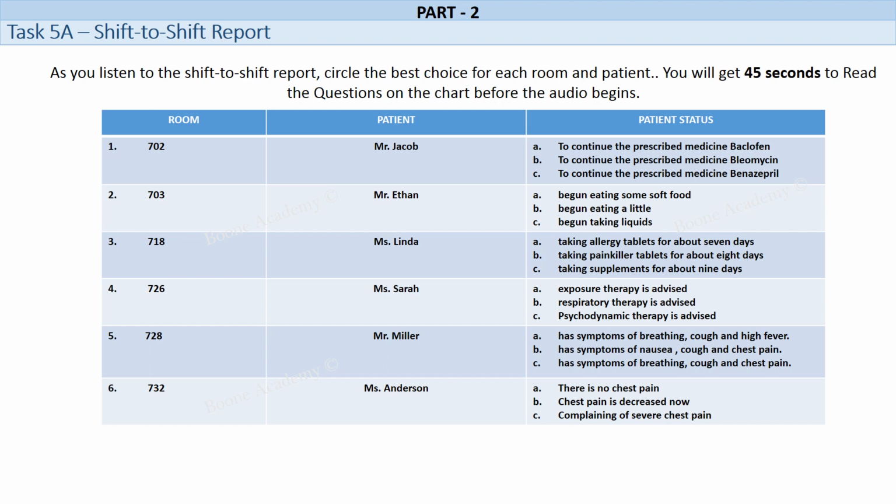He's planned for discharge tomorrow. His wife can pick him up. Now, room 718, Ms. Linda, she's been taking 50 mg tablets of diphenhydramine for allergy a week.